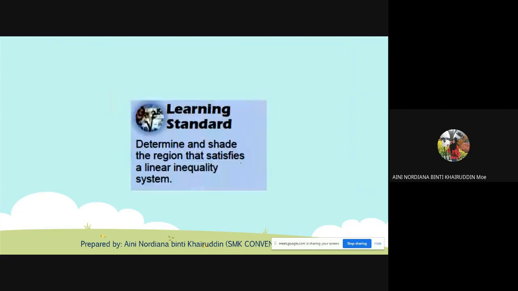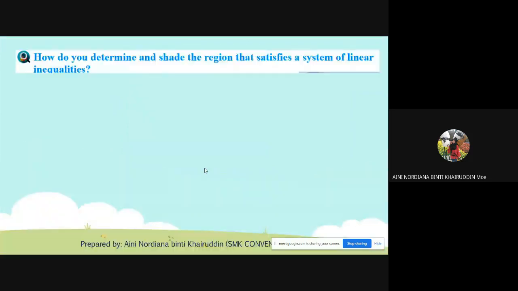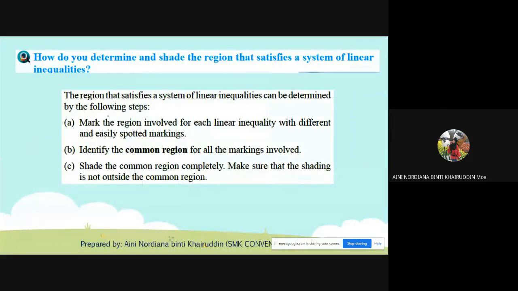Okay, next, our second learning standard for today's lesson. Determine and shade the region that satisfy a linear inequality system. So this one has a method. The region that satisfy a system of linear inequalities can be determined by the following step.